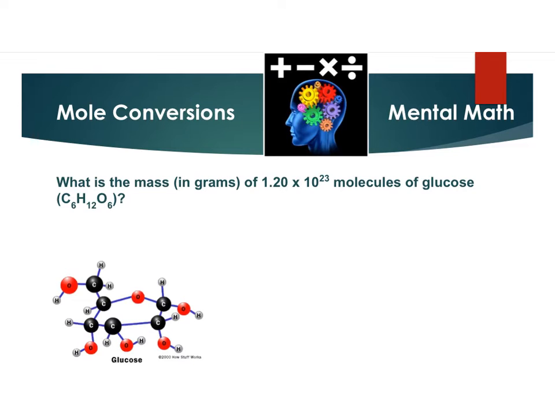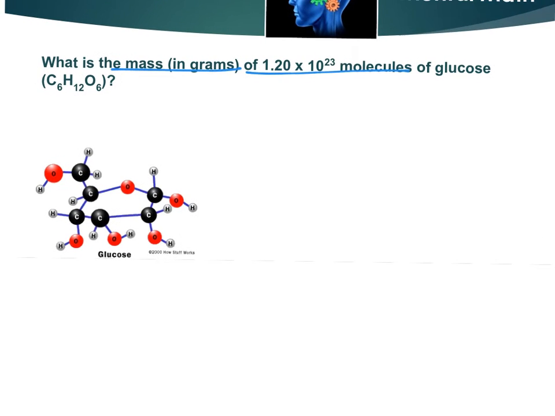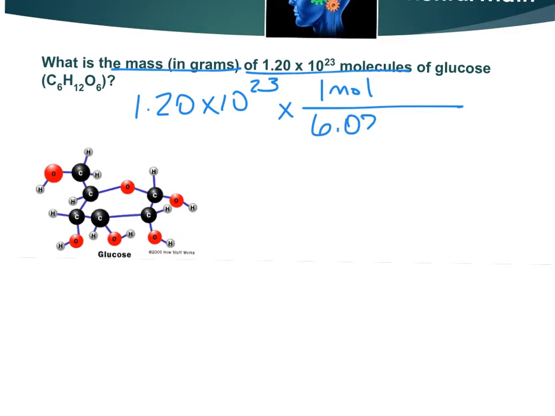This question gives us molecules and it asks us to find grams. So again, it's another 2-step problem. So we're going to scoot this up just a little bit. We got room to work. And so you're going to take your 1.20 times 10 to the 23rd molecules of glucose. I'm not going to write it this time. It's a lot of room. And so we know that for every 1 mole of any compound, there are 6.02 times 10 to the 23rd molecules or atoms of that compound.